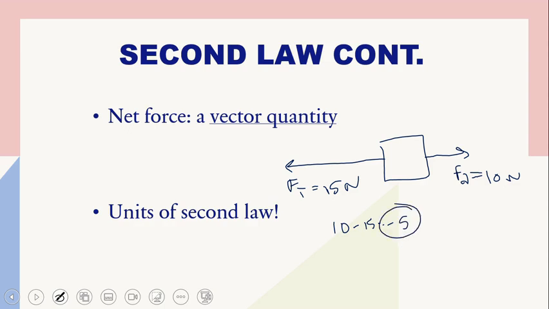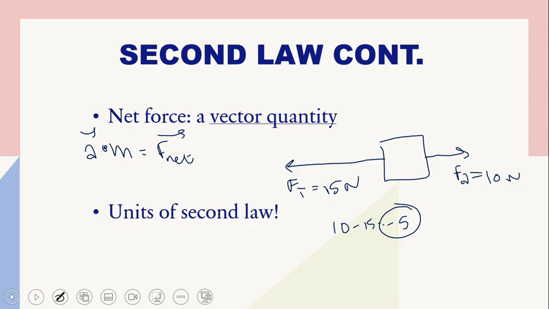Now, if we take a look at our second law equation, we can see that it's a vector quantity, acceleration, multiplied by a scalar quantity, mass. The result is a vector quantity, net force, that points in the same direction as acceleration. That is a key thing to remember. F net and acceleration always point in the same direction.